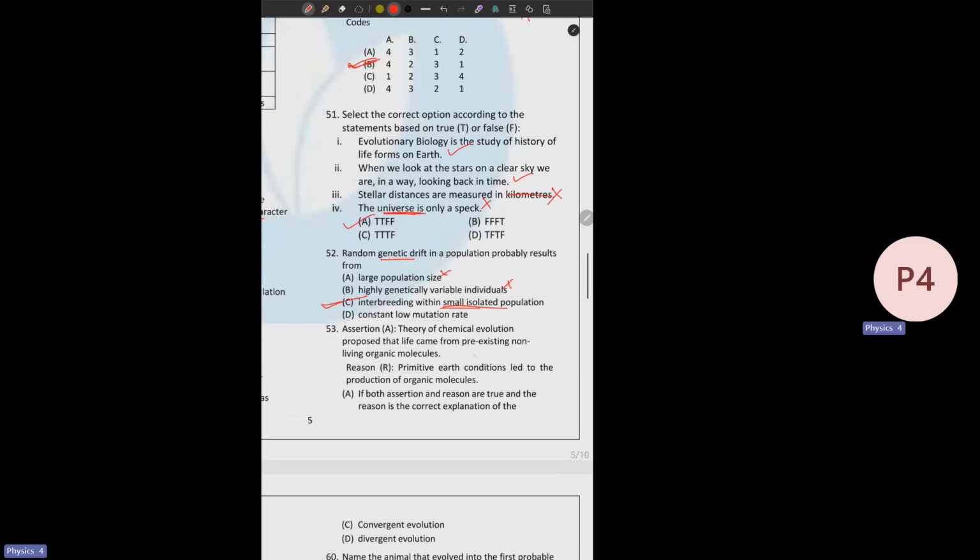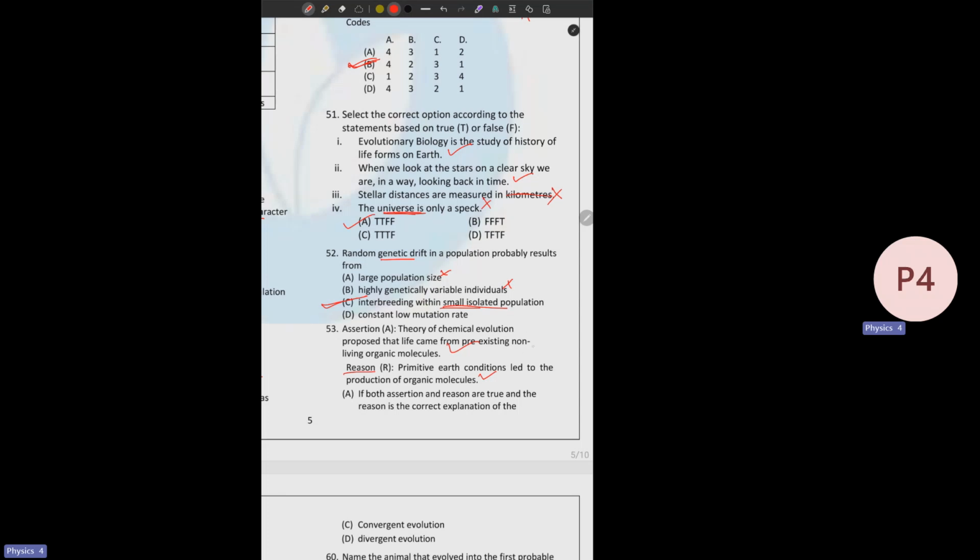Assertion: Theory of chemical evolution proposed that life came from pre-existing non-living organic molecules. Yes, it is correct. Primitive earth conditions led to the production of organic molecules. Let's see whether this reason is actually the correct explanation of the assertion or not. Theory of chemical evolution proposed that life came from pre-existing non-living organic molecules.